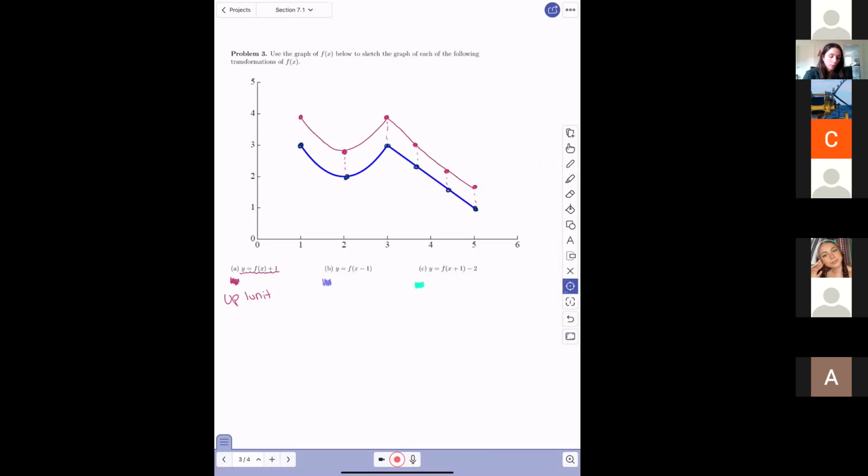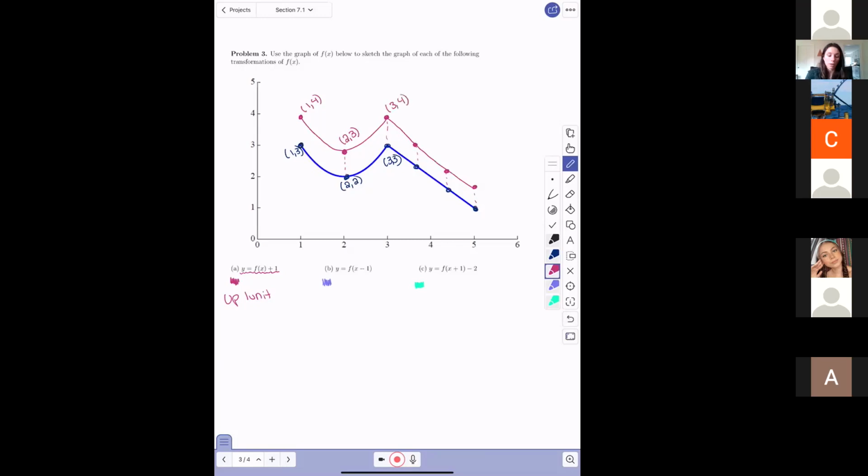Notice if we look at these points, here we have the point 1, 3, here we have the point 2, 2, here is 3, 3. If we just look at these three, they'll get our point across still. The point 1, 3 becomes the point 1, 4. The point 2, 2 becomes the point 2, 3. The point 3, 3 becomes the point 3, 4.